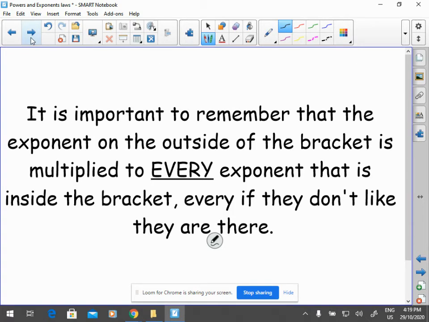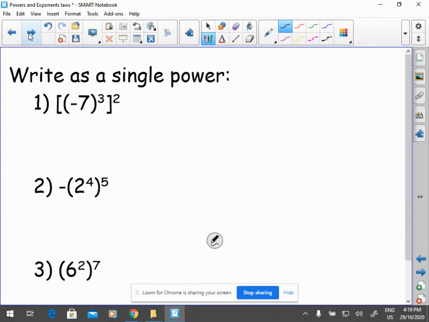It is important to remember that the exponent on the outside of the bracket is multiplied to every exponent that is inside the bracket, even if they don't look like they are there. So don't forget that there is a 1 there.